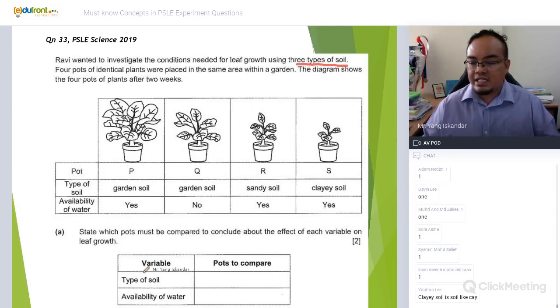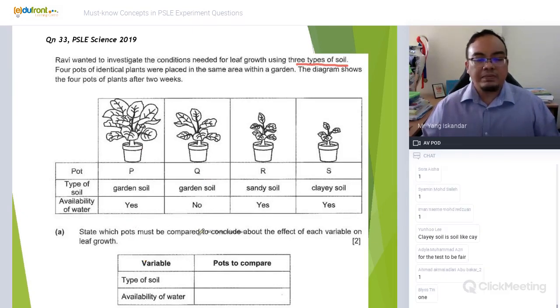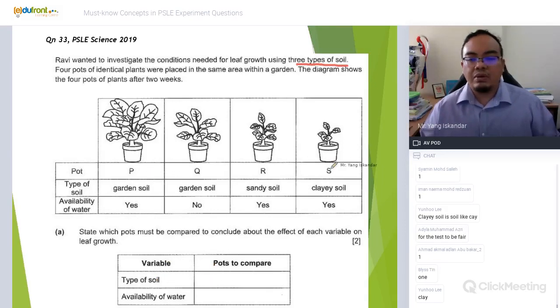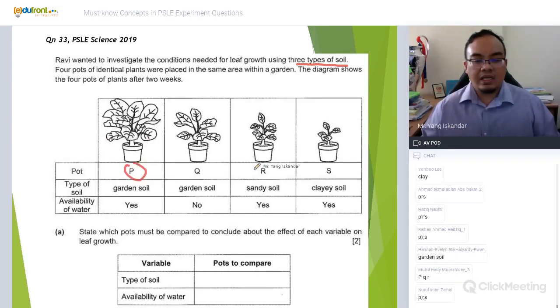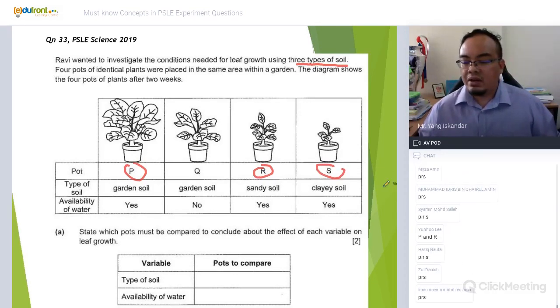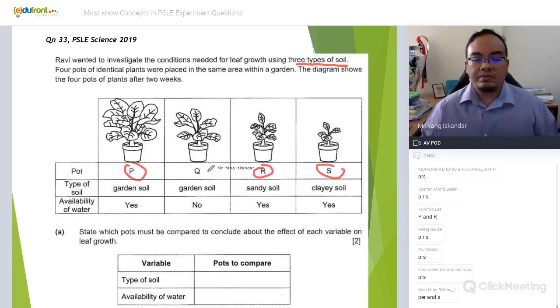Let's answer this question since we are at this part. Which pot must be compared to conclude about the effect of each variable on leaf growth? Let's say the type of soil. Now can you tell me which setup you would use to answer this? Let's say this is the change variable. Which setup would you use? P, Q, R, S, everything, or only one or two? P, R, N, S. Very good. Why do we use P, R, N, S? Why not Q? Why not Q? Anyone?